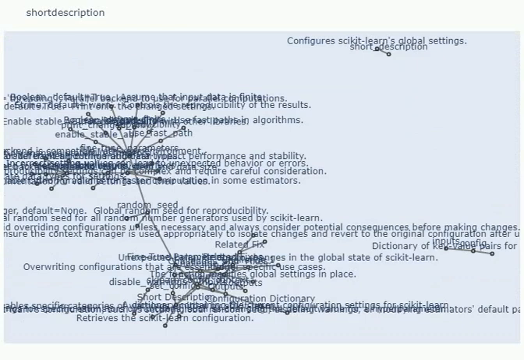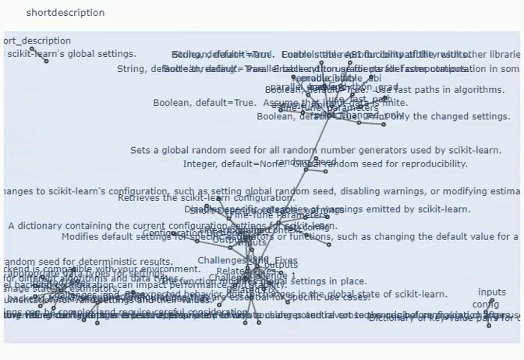Reproducibility: string. Default 1. Controls the reproducibility of the results. This setting manages how scikit-learn handles the reproducibility of results. Different options might affect things like warnings or how deterministic the algorithms are.